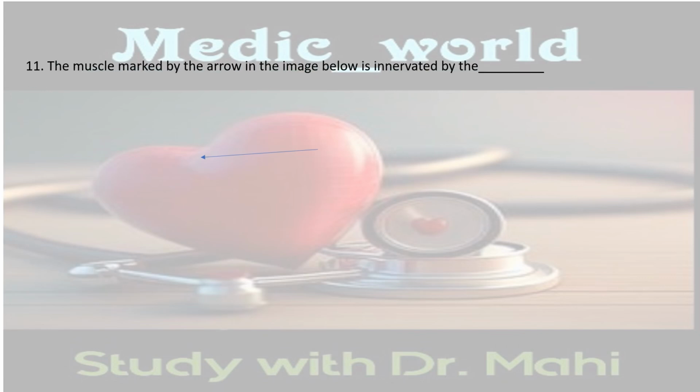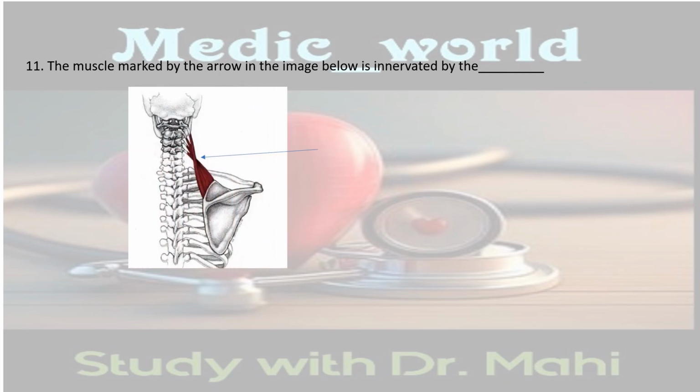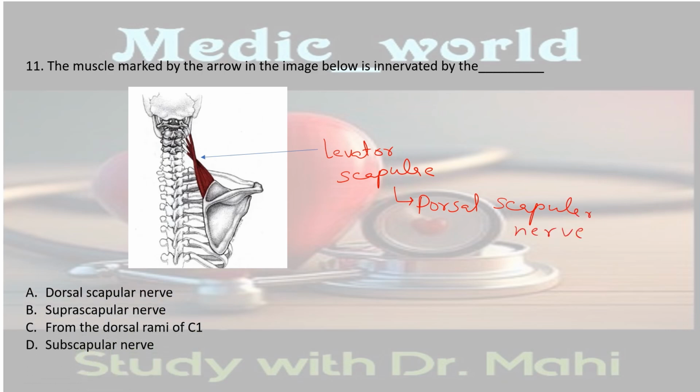Now the next question, the muscle marked by the arrow in the given image below is innervated by the. First of all, we have to identify the muscle here. The muscle which is marked by the arrow is the levator scapulae muscle. And it is supplied by which nerve? We all know it is supplied by dorsal scapular nerve. So the answer is option A.